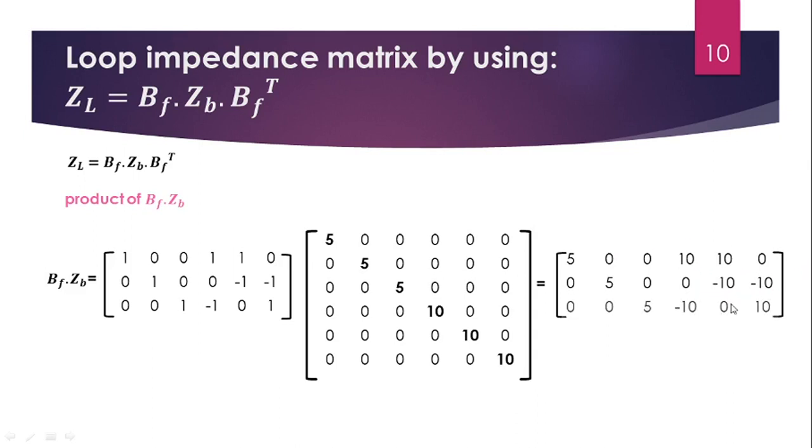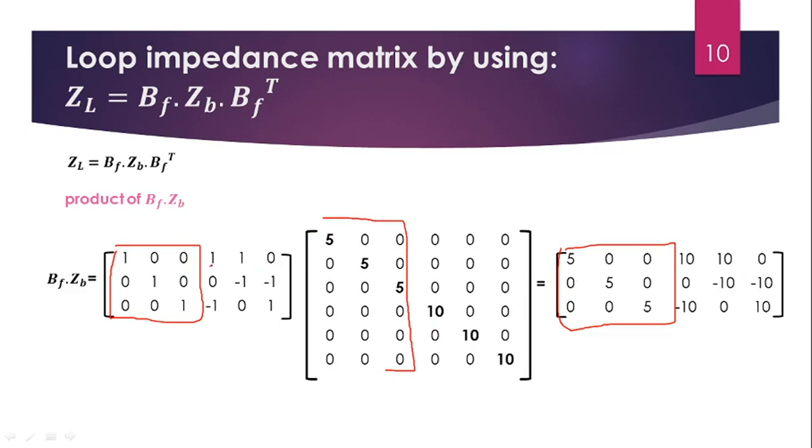In the third row: 0, 0, 5, minus 10, 0, 10. You can check it. Here you may observe that if this is a unity matrix and the unity matrix multiplies with the elements, you get the same matrix. If any matrix multiplies the unity matrix, you get that same matrix. So here you find this, and the remaining is simply a twig matrix.